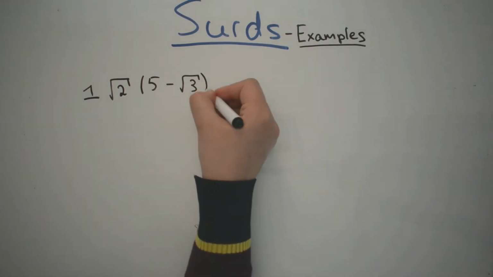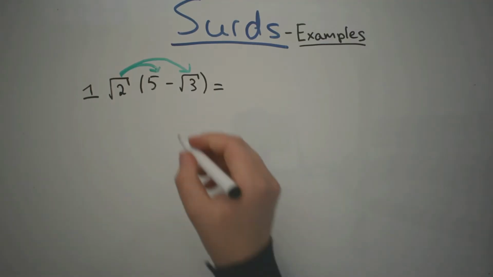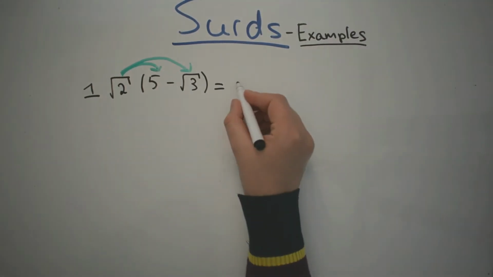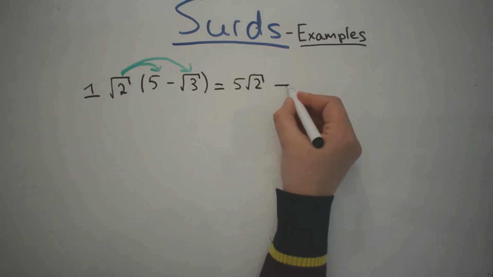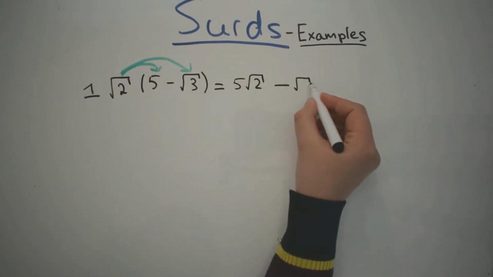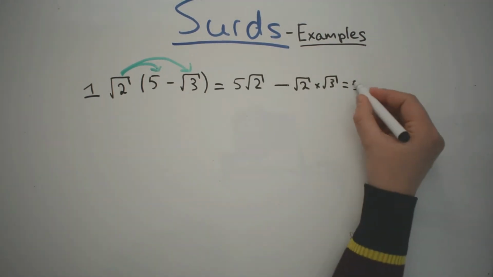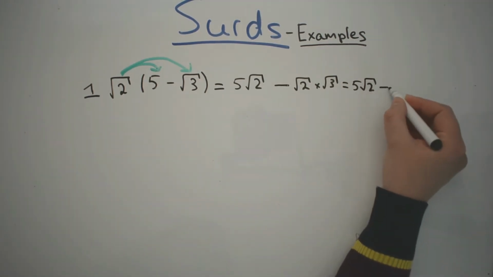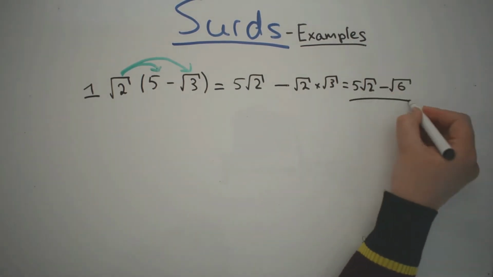So our first example is square root of 2 times brackets 5 minus root 3. All you need to do first is expand the bracket. I will leave the link to the expanding brackets video below. And so we will get 5 root 2 minus root 2 times 3, and the first part stays the same, so it's 5 root 2, and the second part simplifies into minus square root of 6.